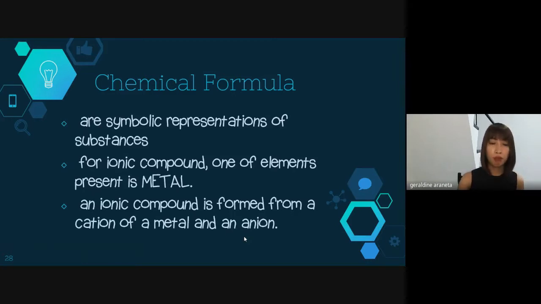Alright, for an ionic compound, the presence of a metal is very evident. You cannot call it an ionic compound if it has no metal. So whenever there is a metal, it's ionic. An ionic compound is formed from a cation of a metal and an anion. So there is always a cation and an anion.